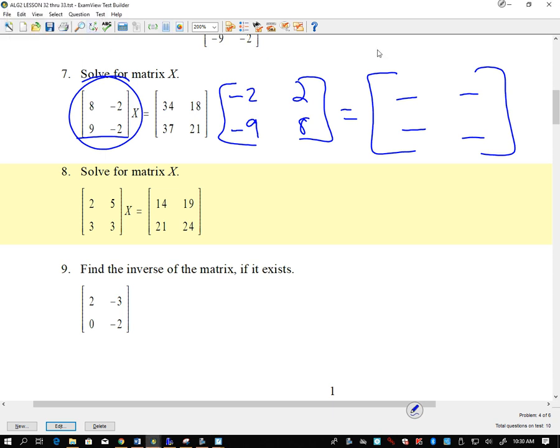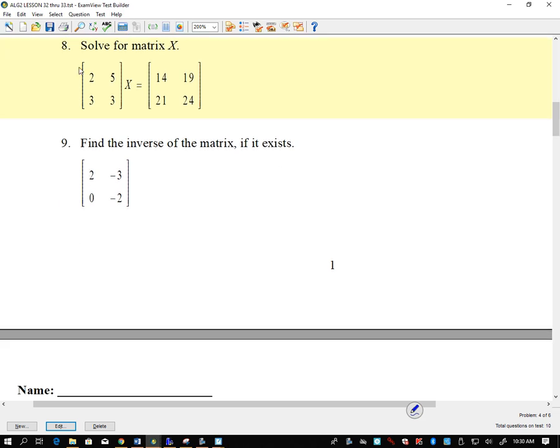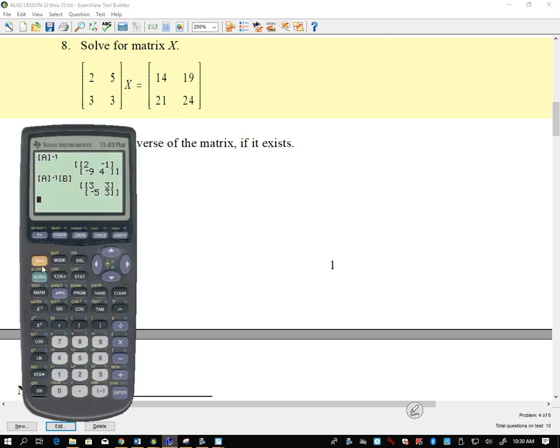We are, at this point, going to scrap the whole pencil and paper thing. We're going to look at number 8, right? And we're going to solve this using our calculator. So we're going to set up what we see here, this 2, 5, 3, 3 is matrix A. What we see on the right, 14, 19, 21, 24 is matrix B. We're going to come into the ones we've already edited. They're already 2 by 2, so we should have 2, 5, 3, 3. Okay, second quit, second matrix, edit matrix B. Okay, it's still a 2 by 2.